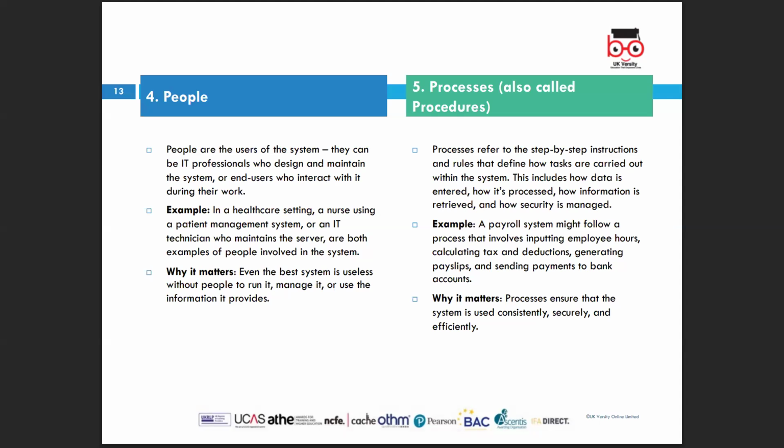Processes, so now we refer to them as step-by-step instructions and rules that define how tasks are carried out within the system. So this includes how data is entered, how it's processed, how information is retrieved, and how security is managed. An example of this is a payroll system, which might follow a process that involves inputting employees' hours, calculating tax and deductions, generating payslips, and sending payment to bank accounts.